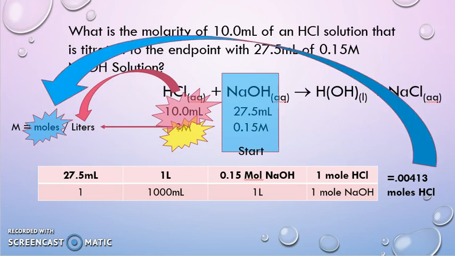So I'm going to plug that into the top half of my molarity equation, moles divided by liters. And that's a little bit what it looks like, and when you solve it out, you end up finding out that your HCl is 0.413 molar. Pretty awesome stuff.